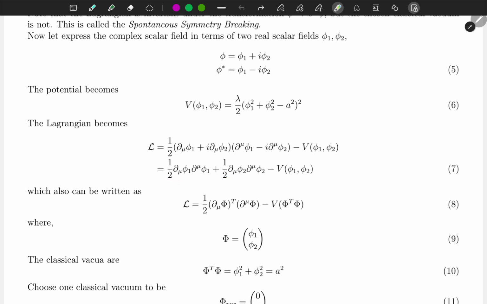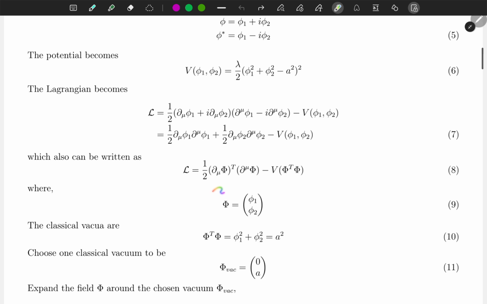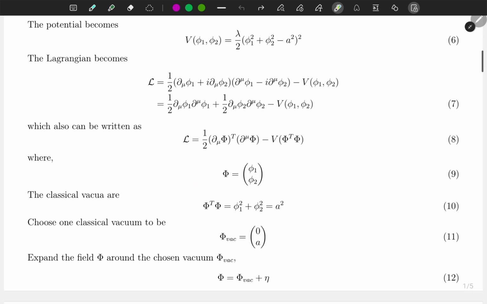Now I want to write it in matrix form. Basically we define a capital Phi to be a column matrix of phi 1 and phi 2. Then the Lagrangian can be written like this, and the classical vacua are given by phi transpose phi equals a squared. It is a similar thing, just written in various forms.